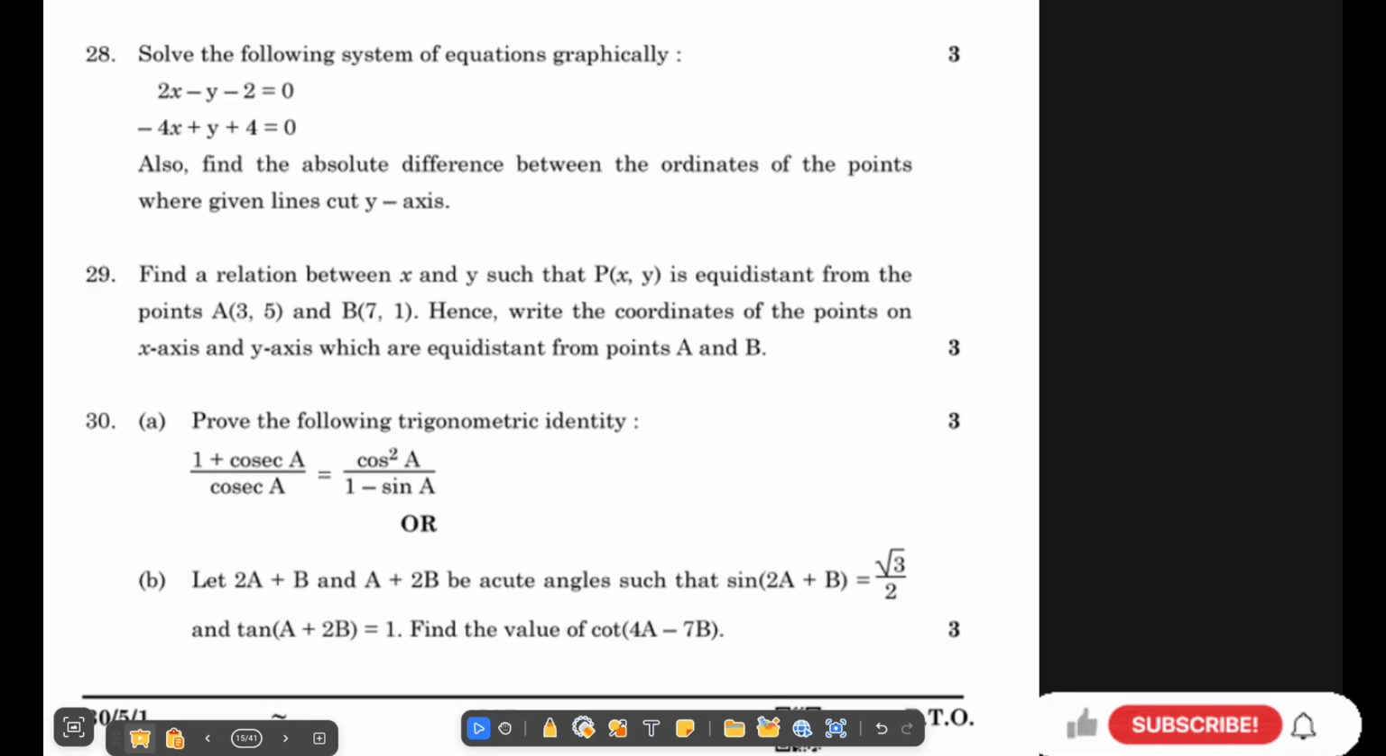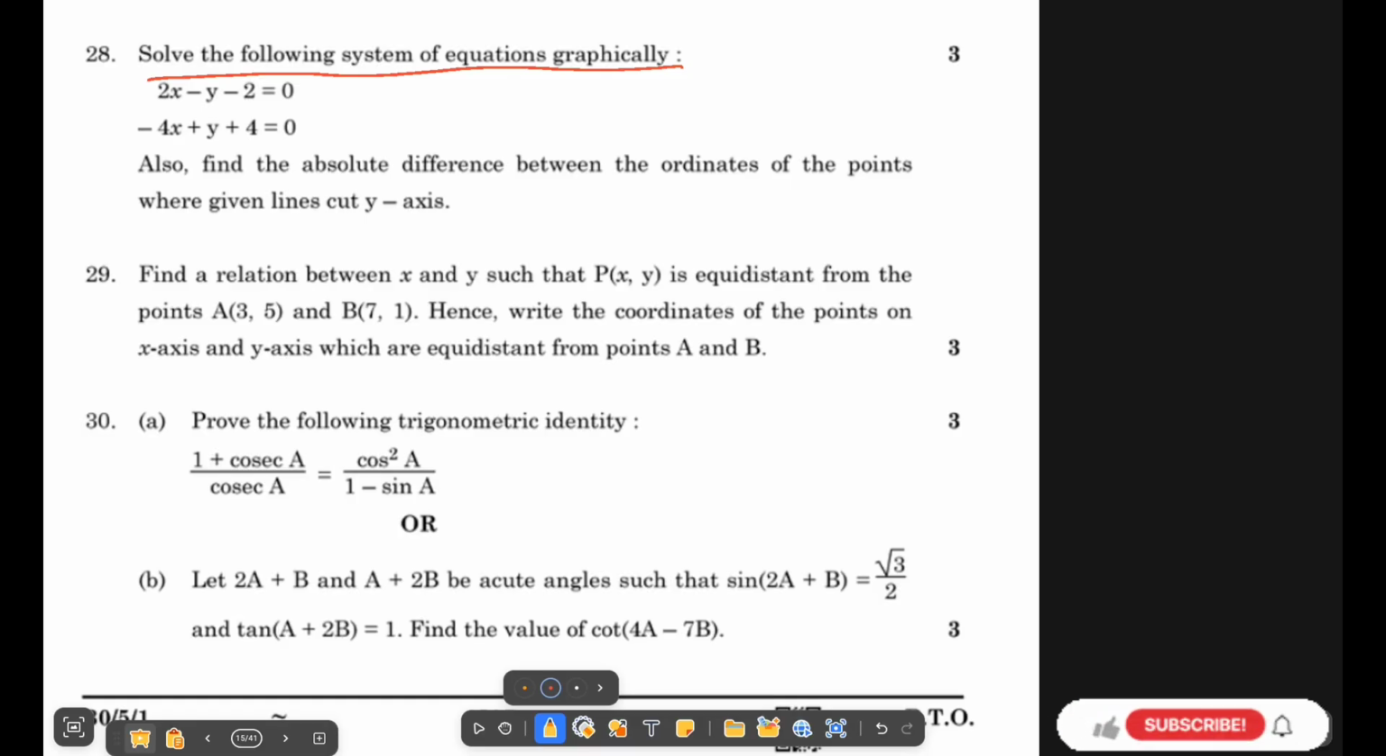Now 28th question. What is the 28th question? Solve the following system of equations graphically. So the equations are 2x minus y minus 2 is equal to 0, and this one, minus 4x plus y plus 4 is equal to 0. Also find the absolute difference between the ordinates of the points where given lines cut the y-axis. So this is the second part.